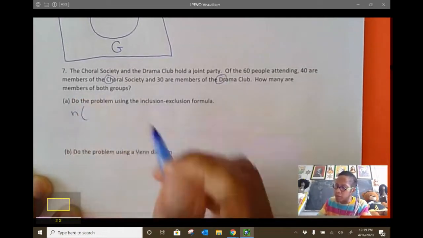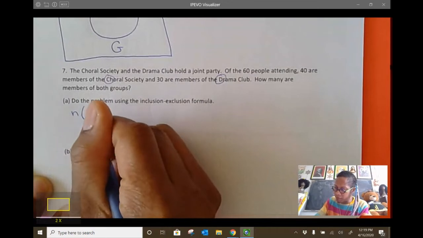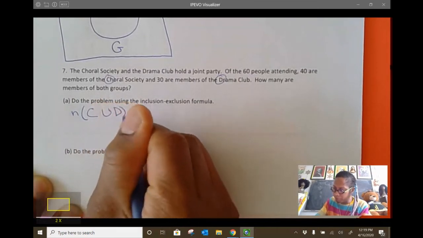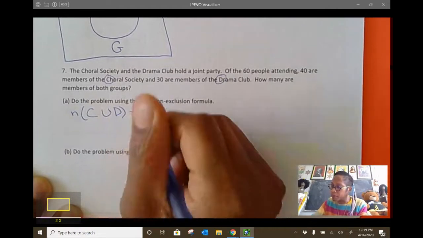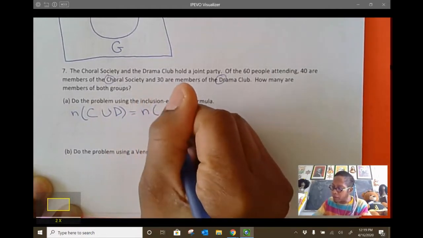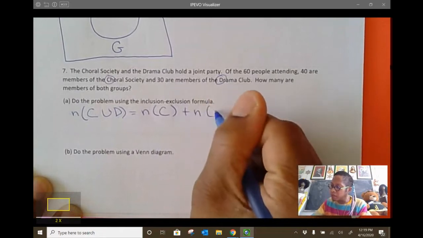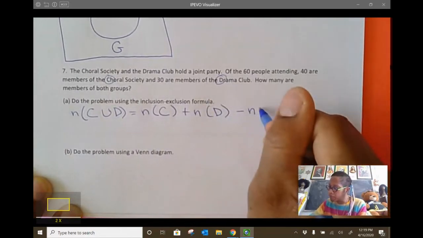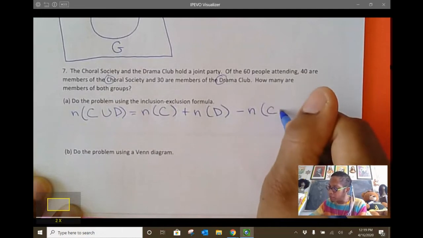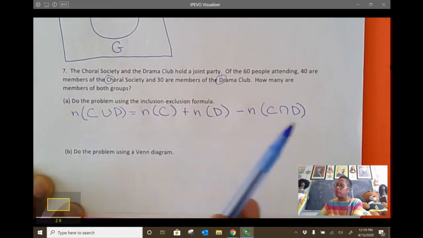So the inclusion-exclusion formula: the number of things in the union of C union D, choral or drama, is equal to the number of elements in the Choral Society plus the number of elements in the Drama Club minus the number of elements in both, the Choral Society intersect the Drama Club. So then we look at these four numbers.